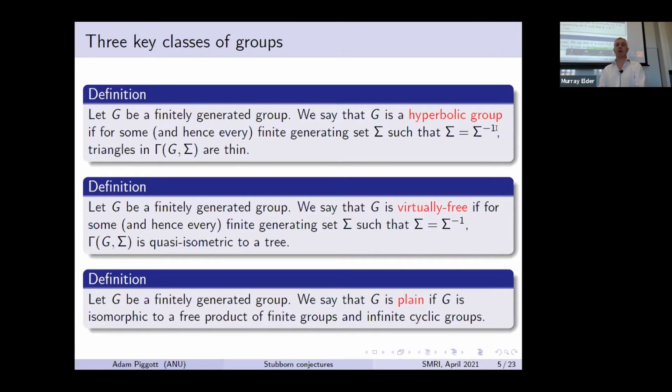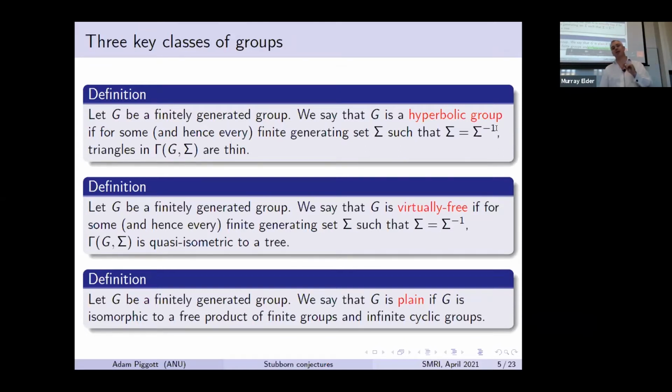So hyperbolic groups are the ones whose Cayley graphs have thin triangles. What about virtually free groups? There's a more sensible definition of virtually free groups if you want to get started, if you want to understand what the word virtually free means.